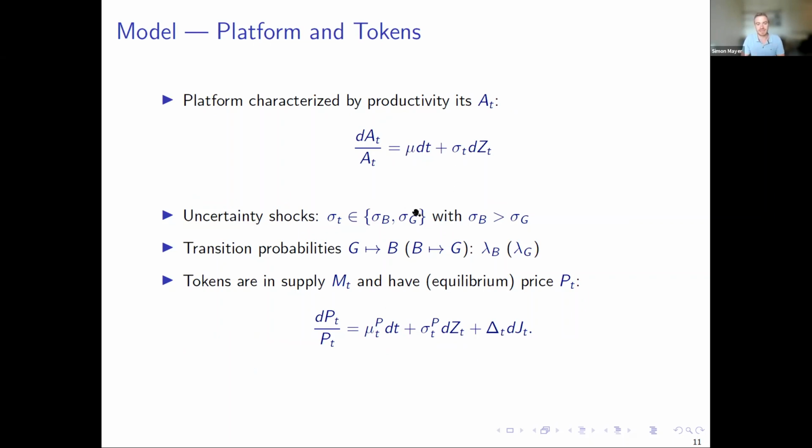Notably, I assume that there are uncertainty shocks. So uncertainty can be high or low. When uncertainty is high, then sigma_t is equal to sigma_b, where b stands for bad. When uncertainty is low, then sigma_t is equal to sigma_g, and g stands for good. So high volatility is bad, low volatility is good. And there's some stochastic transition between these two states, with some transition probabilities. And then the token price also loads on this uncertainty and moves according to these uncertainty shocks in a way we characterize.